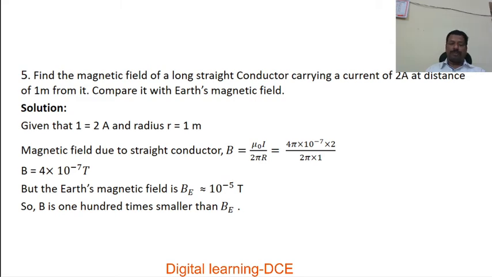If we take the ratio, BE by B, that is equal to 10^-5 by 10^-7. The 10^-5 terms cancel, and 10^-2 transfers to the numerator, that is 10 to the power of 2, which is nothing but 100. So B is 100 times smaller than BE.